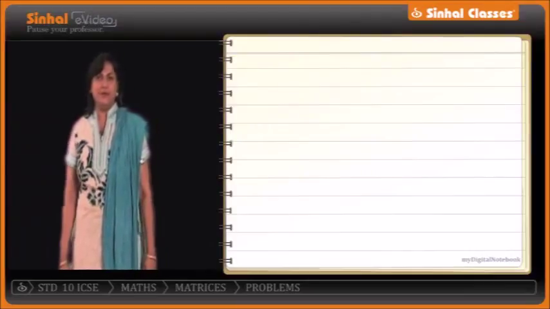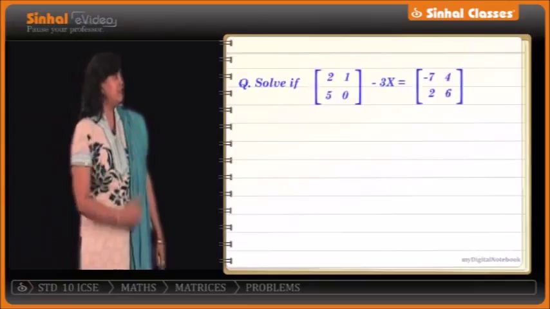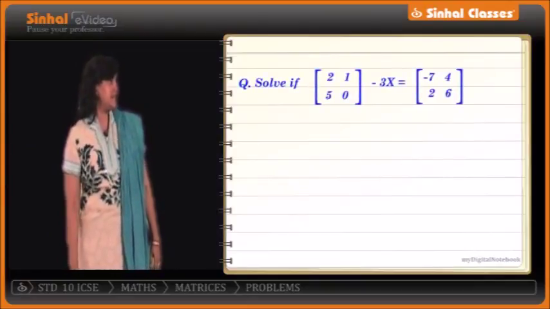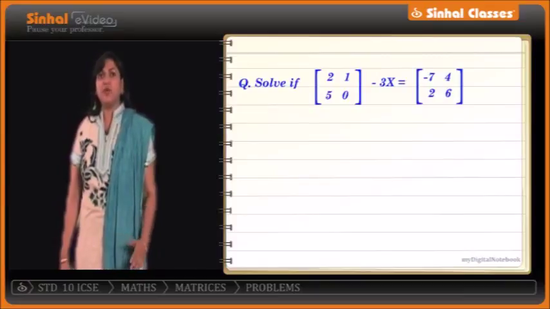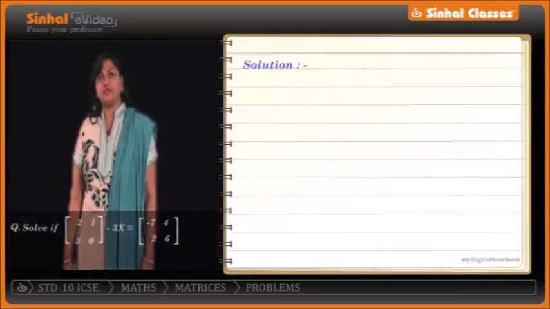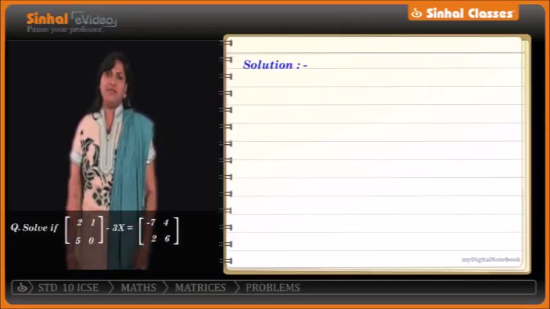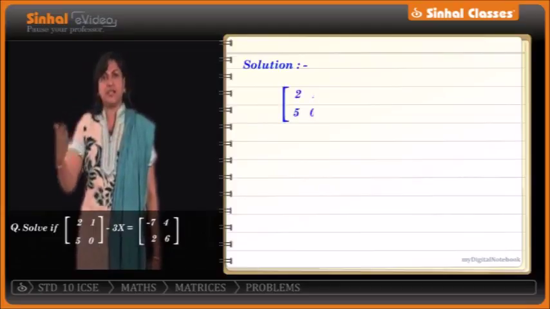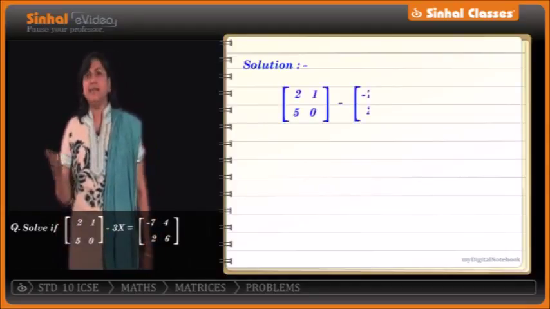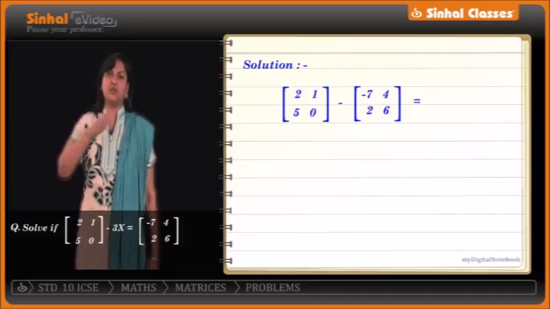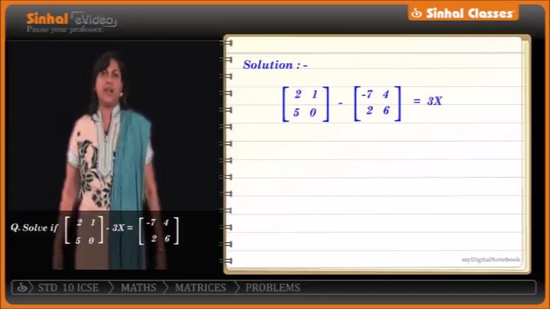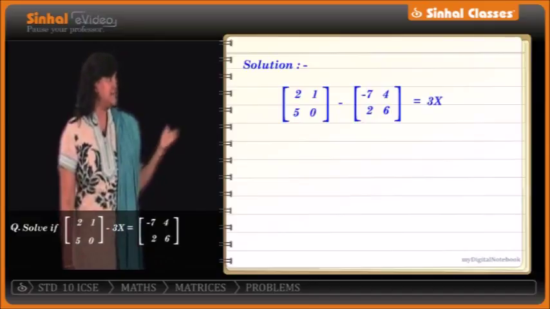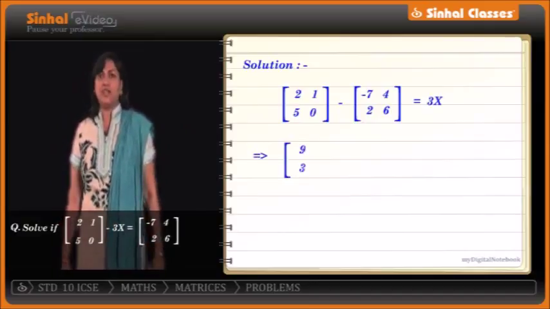And here's the next problem. Now, if the first matrix minus 3X is equal to the second matrix, we want to solve this, that is again to find the matrix X. Same way, we make X the subject of the equation. Now, in this case, we have minus 3X. So, let's take minus 3X to the right side and take the matrix on the right to the left. We subtract the two matrices. We get the result as this is equal to 3X.